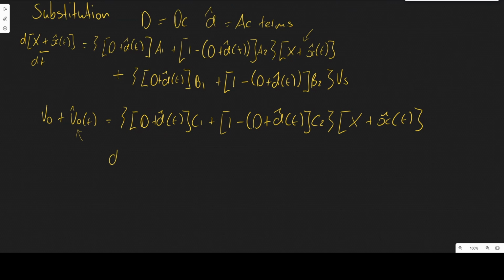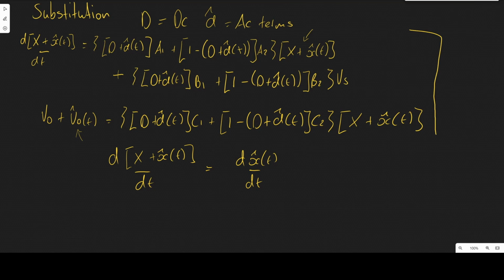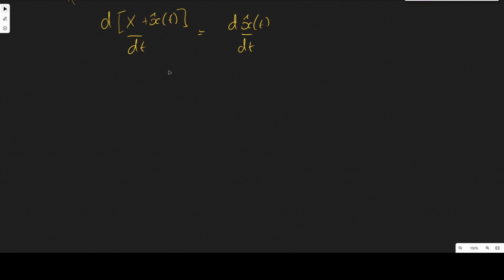Now we know that the derivative of x plus the AC term of x hat with respect to t can be written as the derivative of x hat with respect to t, because the derivative of a DC term is always equal to 0. If you expand these two equations and group the terms together, we can write this equation as follows.